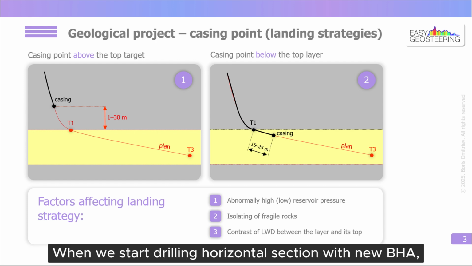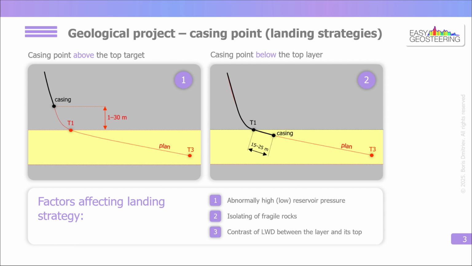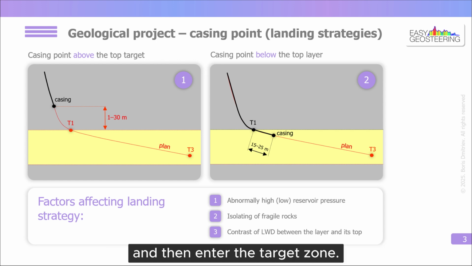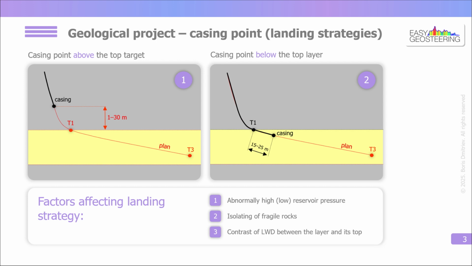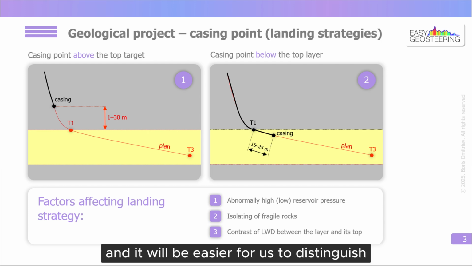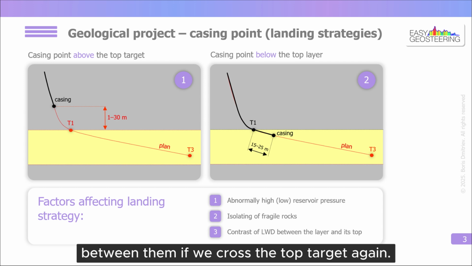When we start drilling the horizontal section with a new BHA, the first option for geosteering is preferable because it's better to drill through the top first and then enter the target zone. In this case, we will know how both formations look, and it will be easier for us to distinguish between them if we cross the top target again.